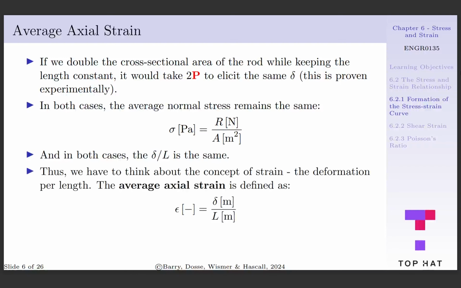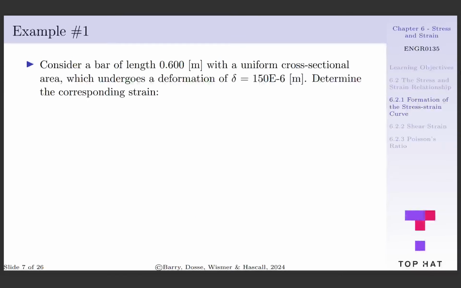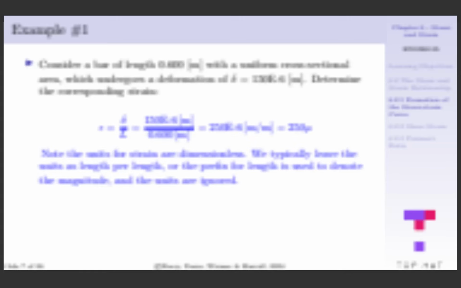To remove some of the geometrical dependence, we have to introduce the concept of strain, which is defined as the deformation per length. The average axial strain, epsilon, is defined as delta per L. Let's consider a bar that's 0.6 meters long and has a uniform cross-sectional area. This bar experiences a deformation of 150 microns due to applied loading, and we want to determine the corresponding strain.